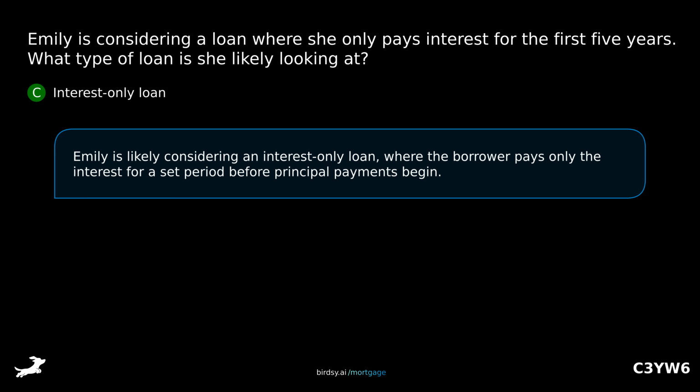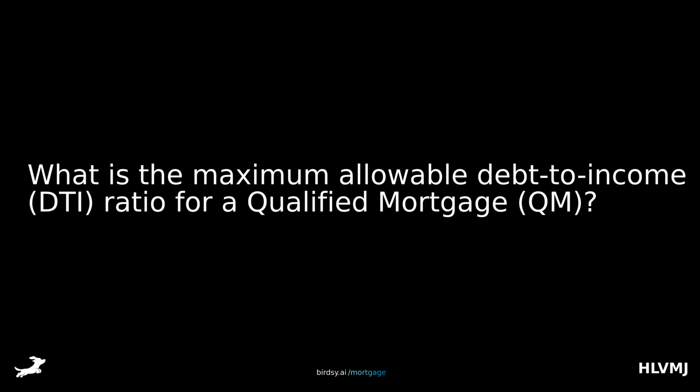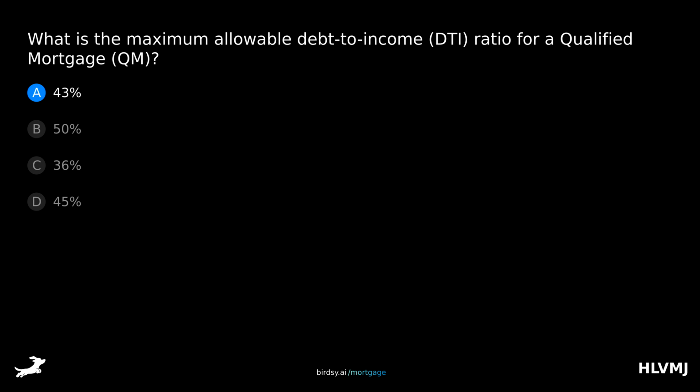Emily is likely considering an interest-only loan where the borrower pays only the interest for a set period before principal payments begin. Common misinterpretations: DTI limits, points, fees, caps, and product eligibility. What is the maximum allowable debt-to-income ratio for a qualified mortgage? Is it A. 43%, B. 50%, C. 36%, or D. 45%?